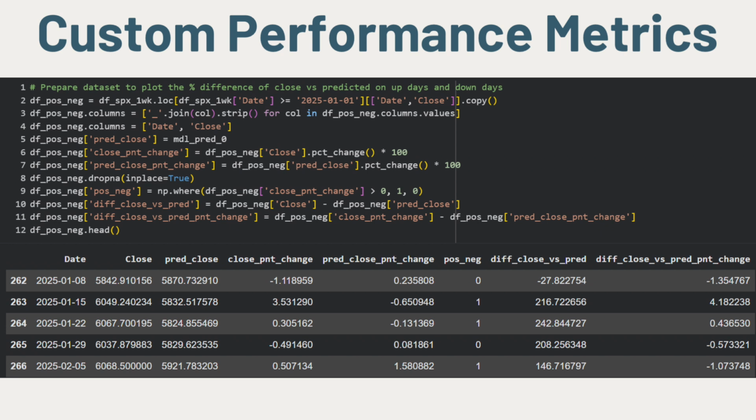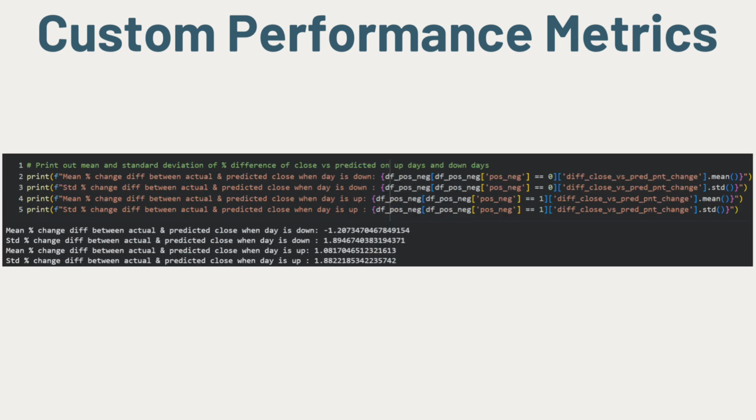Thus, I created an additional column to measure the difference in percentage change for day-on-day close price change versus day-on-day predicting close price. We can then use these measures to calculate the mean and standard deviation of the difference in percentage change for up days and down days.